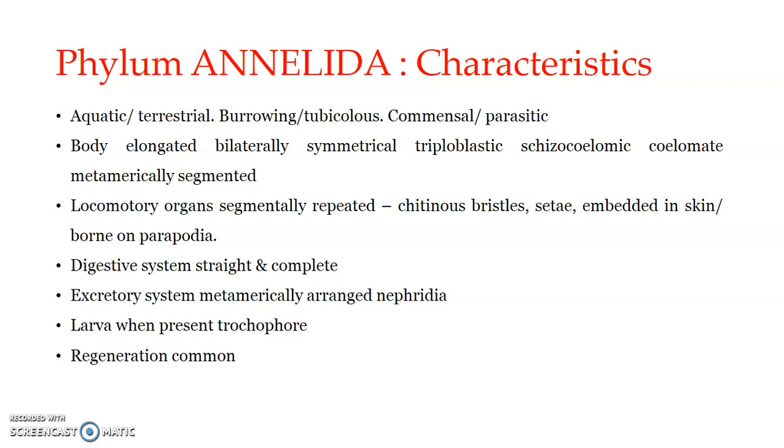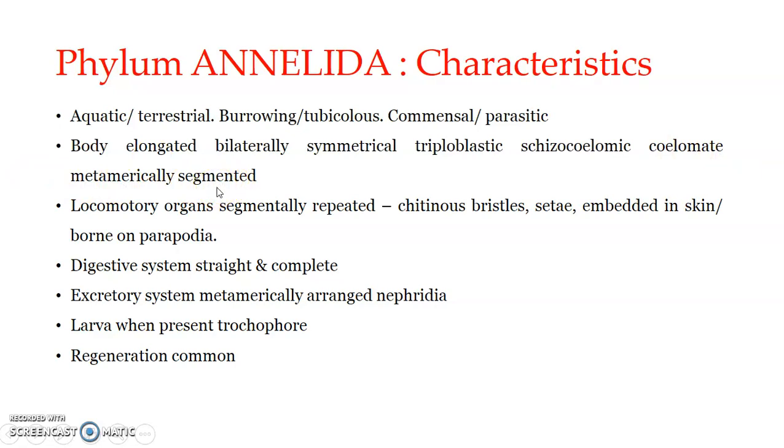We can also find free living or sedentary forms. Some are commensal, some are parasitic. So very diverse kinds of habitats and habits are exhibited in annelids. Then annelids, as already mentioned, are metamerically segmented, right? So as we have already seen, the body is elongated, worm-like, isn't it? Bilaterally symmetrical, triploblastic, schizocoelic type of coelom, and metamerically segmented. So the body is metamerically segmented.